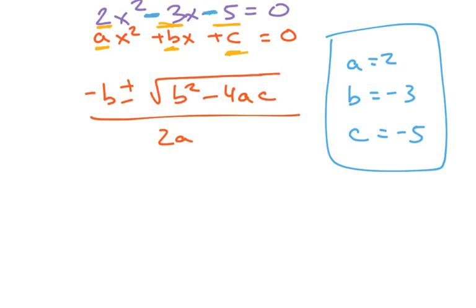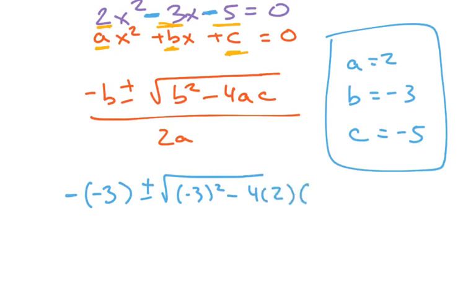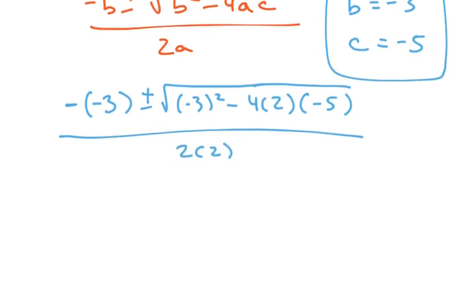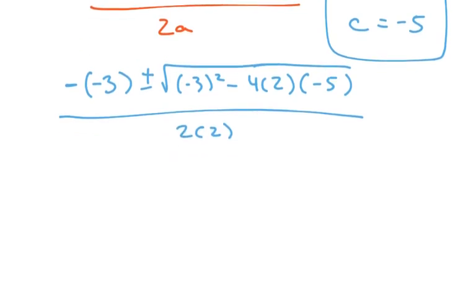So let's substitute in. It's going to be negative b. What's b? b is negative 3. So notice you have negative negative 3 plus or minus the square root of b squared. So I'm going to put negative 3 squared minus 4, a is 2, c is negative 5, all over 2a, and of course a is 2. And we're just going to continue playing with this, continue breaking this down.